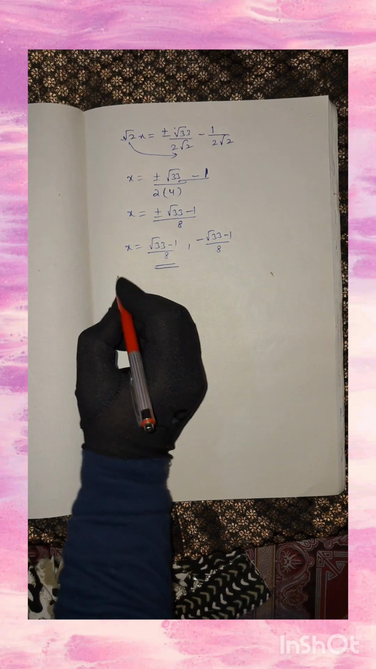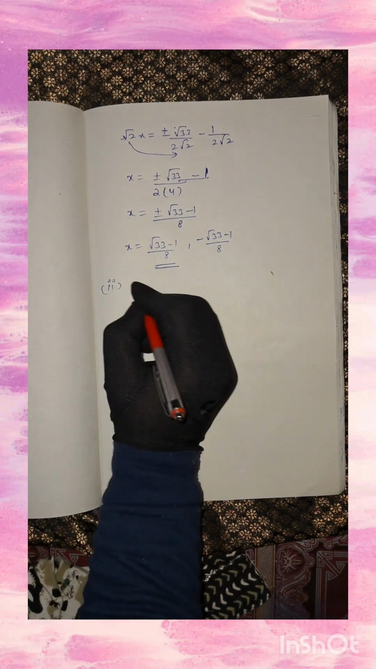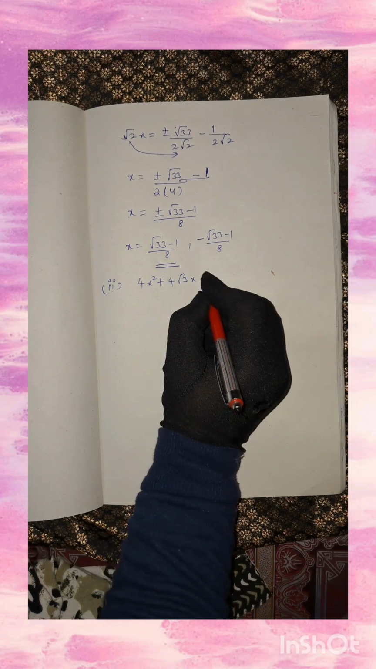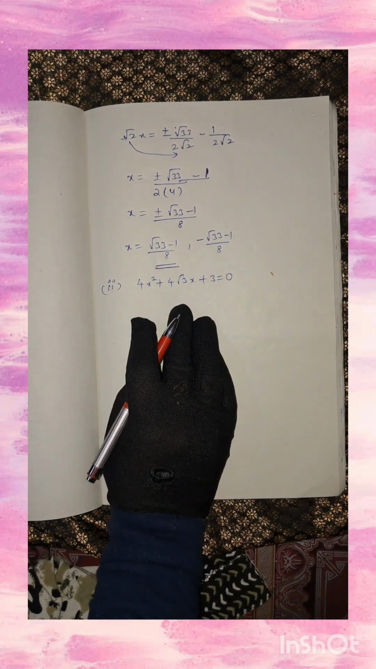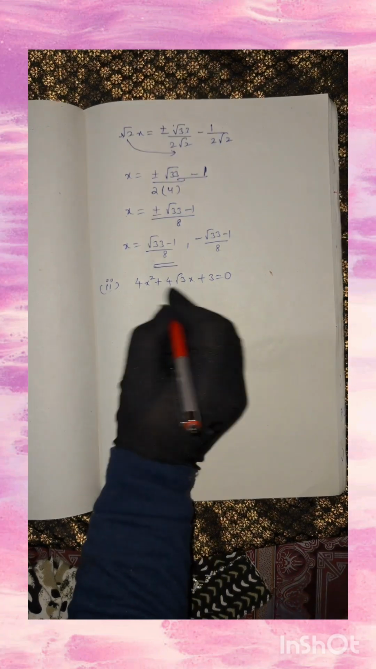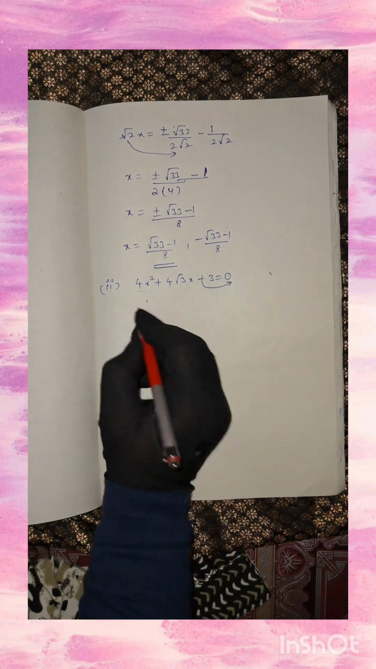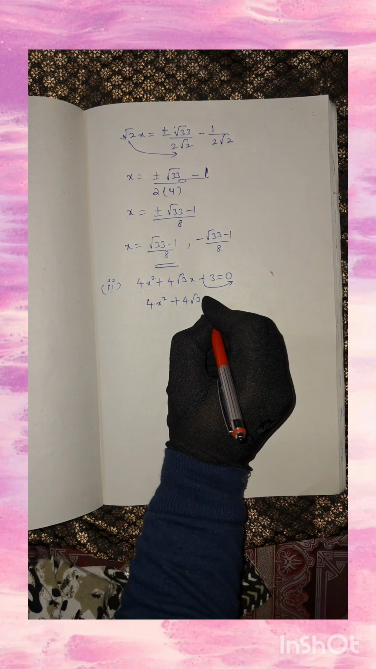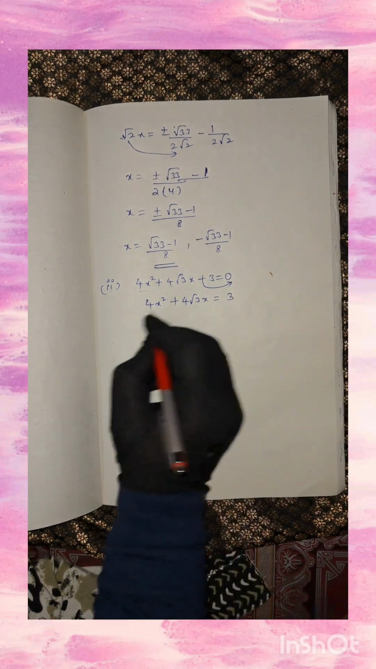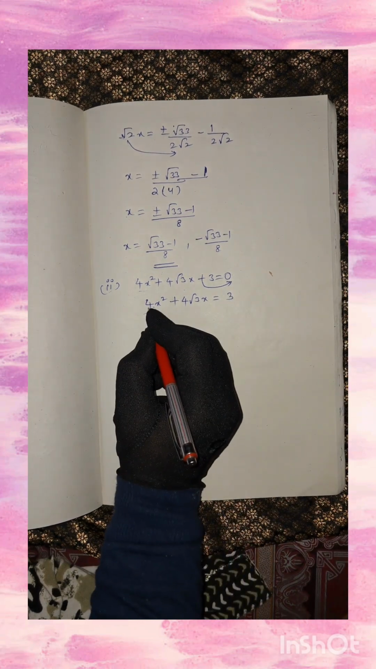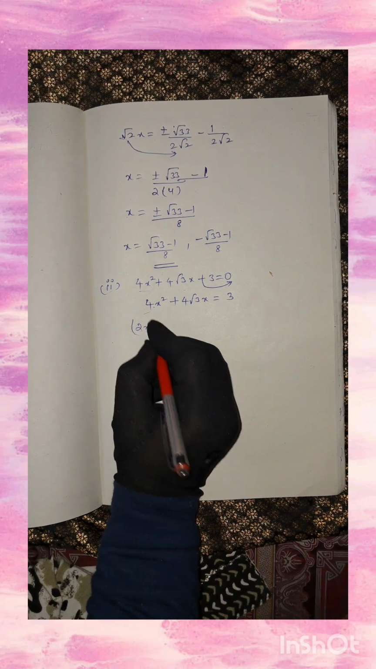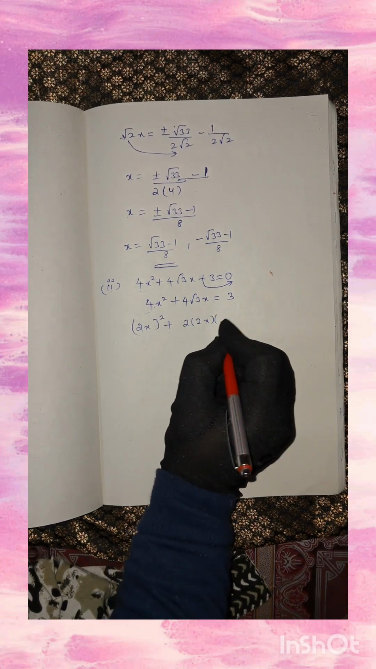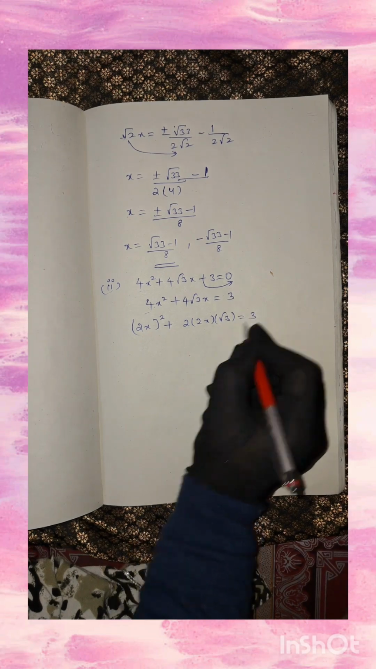Okay, next, 4x square plus 4 root 3x plus 3 is equal to 0. Again, for this also we have to do the same thing. First I am taking my plus 3 to that side. 4x square plus 4 root 3x is equal to minus 3. Okay, now can I write this in the form of a square? Yes, 2 into 2 is 4, right? So 2x whole square I am writing now, plus 2 into 2x into root 3 is equal to minus 3.